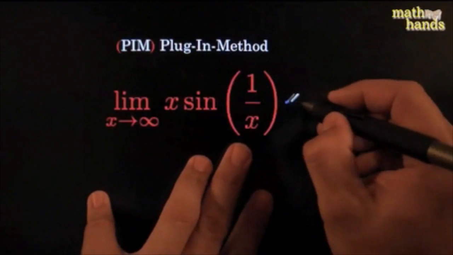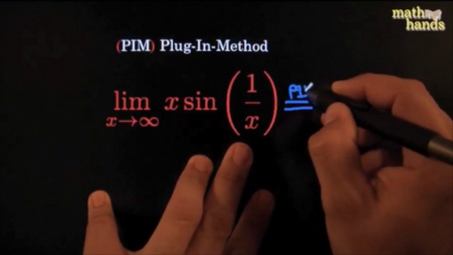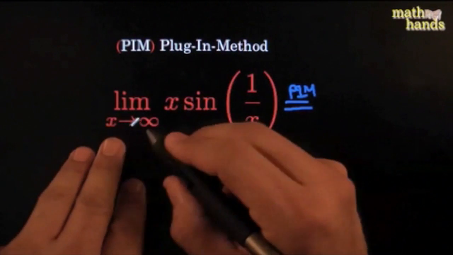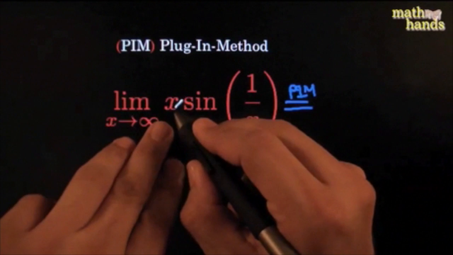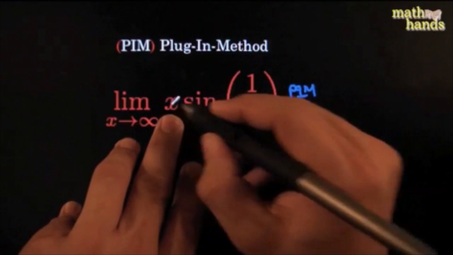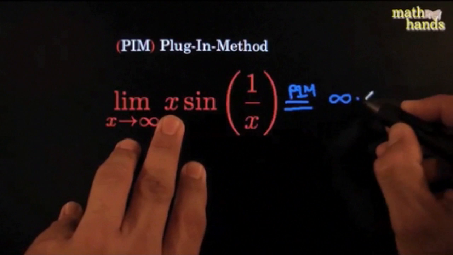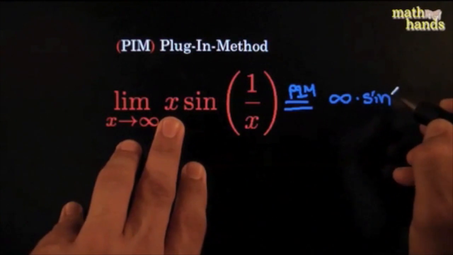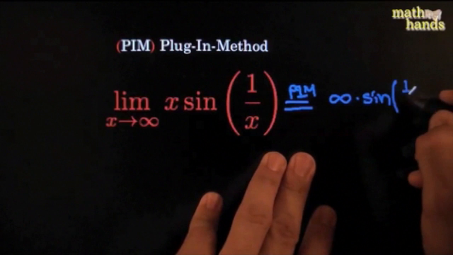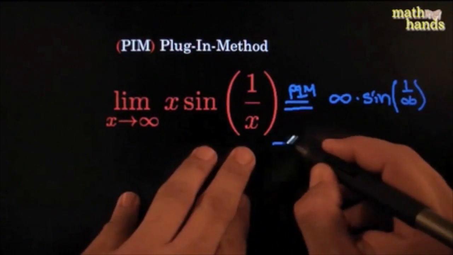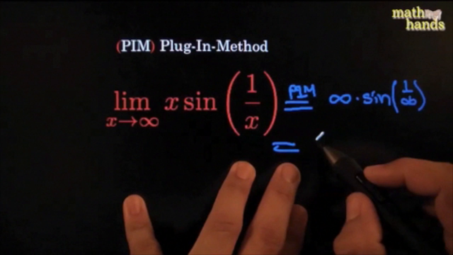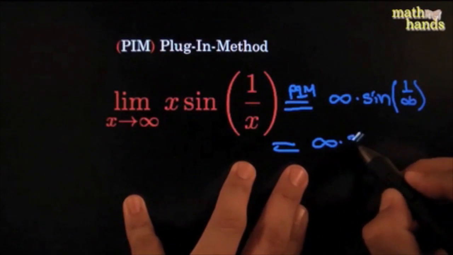Let's try it again, plug-in method. The plug-in method again, so x is going towards infinity, as we are supposed to observe here. And now I have to try to predict this expression. So I try the plug-in method, plug in infinity there, times sine of 1 over infinity. And then I try to see if I can figure that out conclusively and without any paradoxes. So sine, let me think.